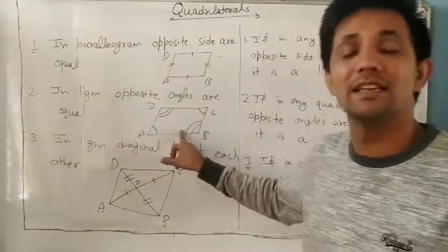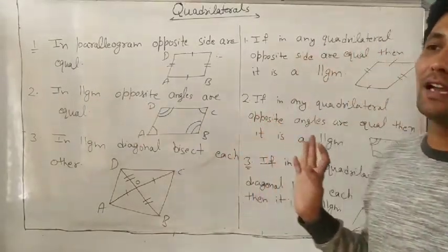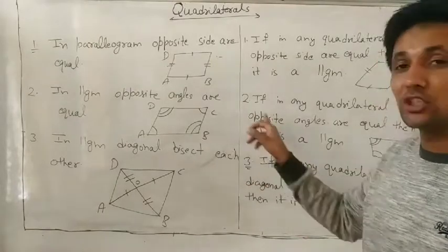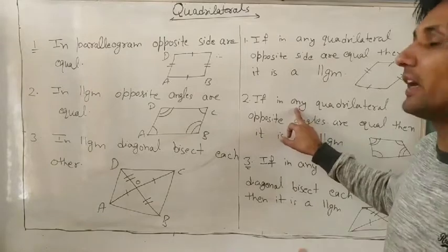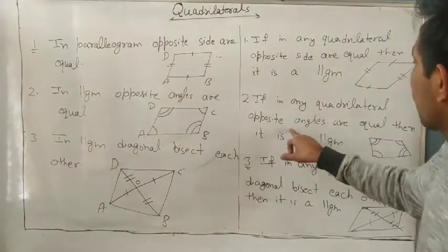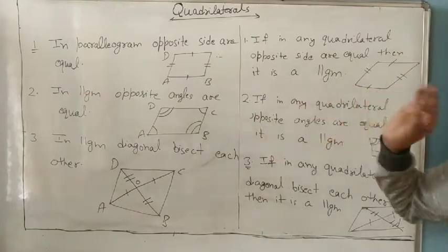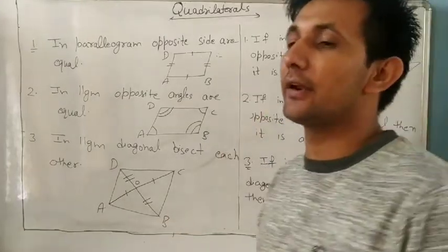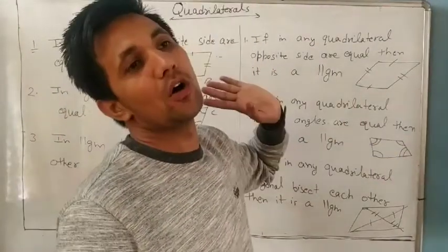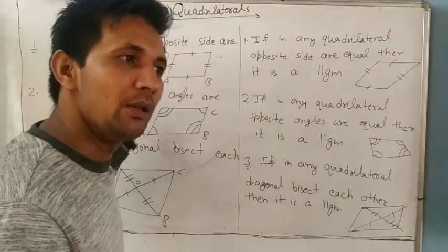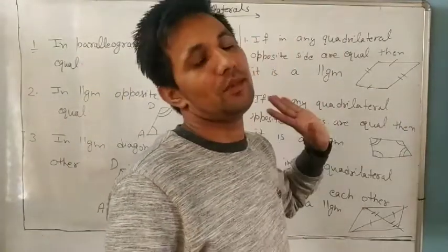Next is, if ABCD is a given parallelogram, then opposite angles are always equal. In a parallelogram, opposite angles are always equal. Then opposite of this one, if ABCD is any quadrilateral, and anyhow you prove that opposite angles are equal, you can say that it is a parallelogram. If it is a parallelogram, opposite angles are equal. If opposite angles are equal, it is a parallelogram.